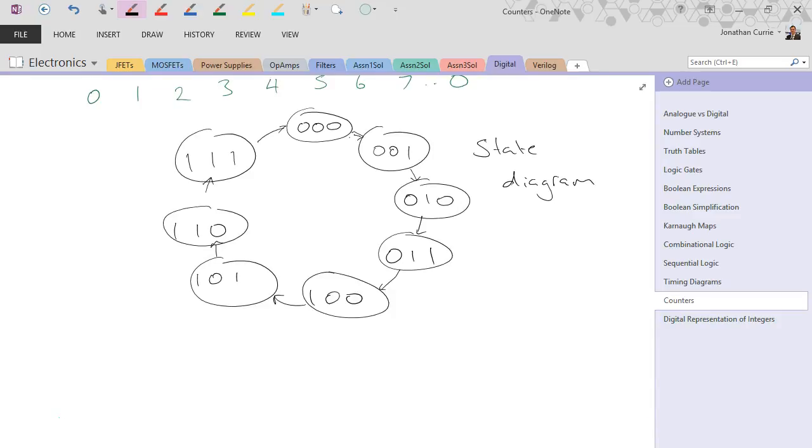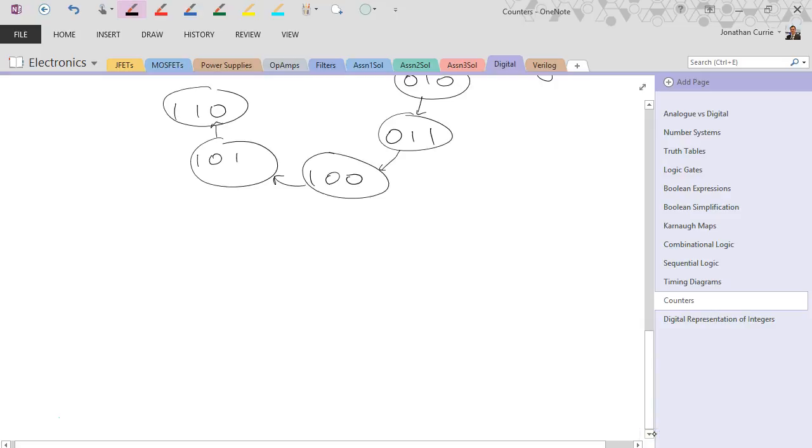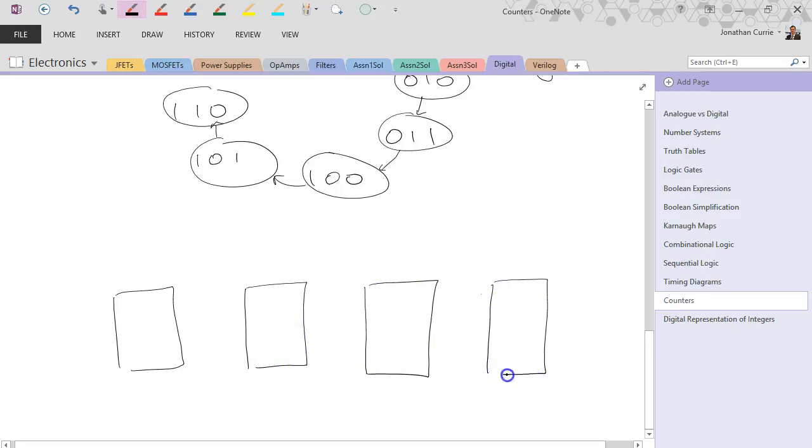Let's have a look at how a counter would actually be constructed. So in this case I'm going to create a slightly more complicated counter using 4 JK flip-flops. J, K, and our clock inputs.